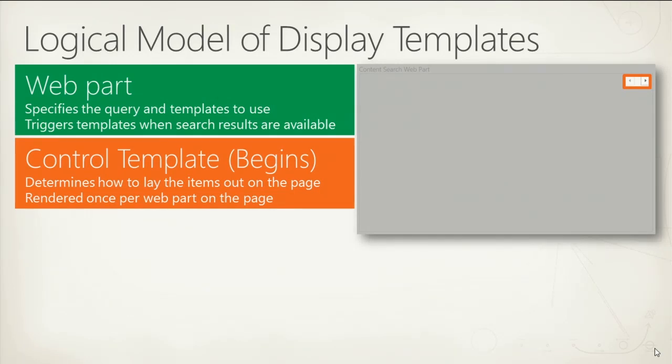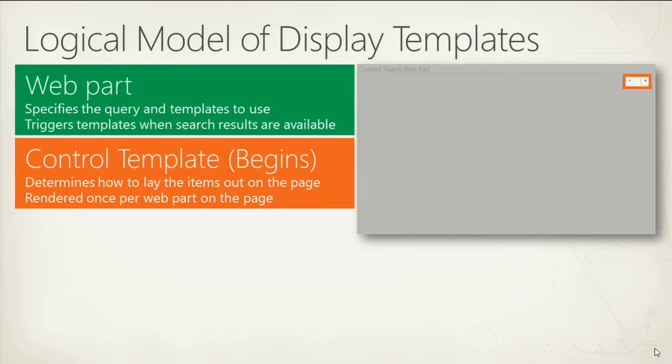And that's really what the control template does, is just figure out what order to put things in, how you want them to flow on the page. You're going to, again, get one of these rendered once per web part on the page. So for each time you put a content search, for each time you use the same control template, you're going to get one of those.